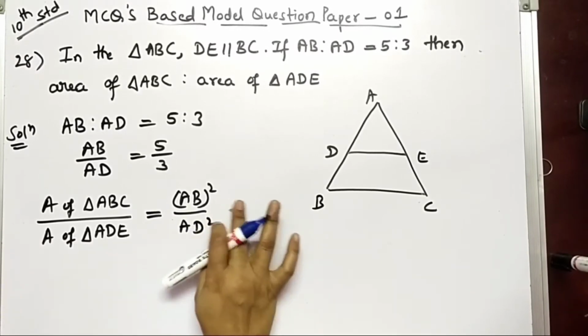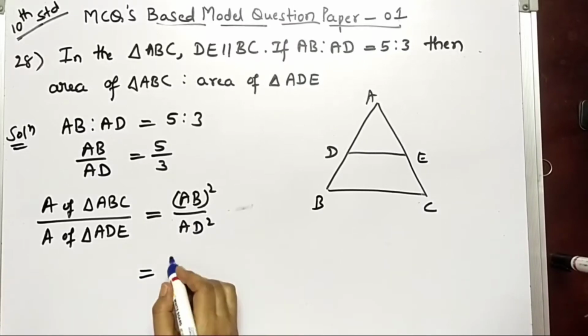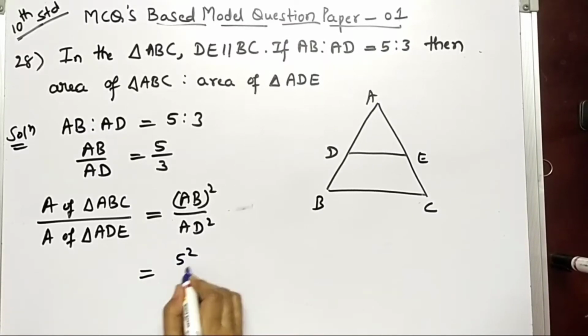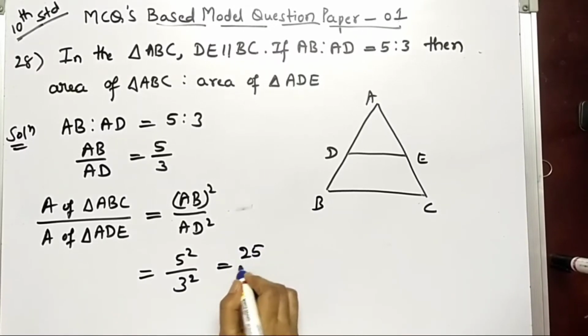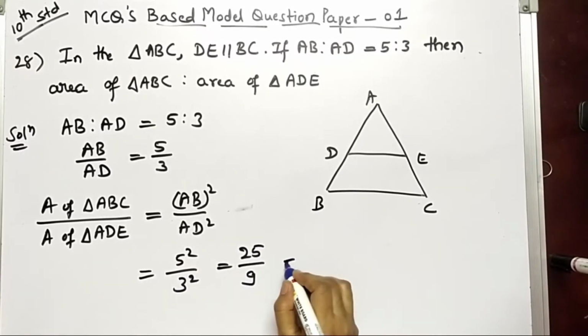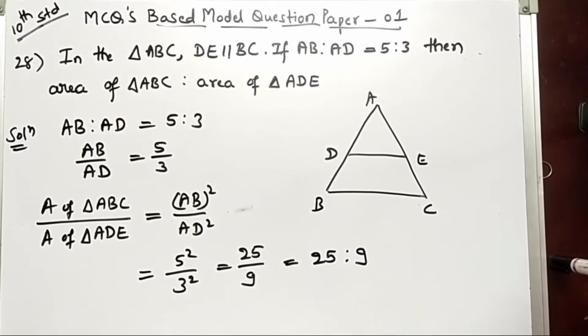Yes, according to the theorem it is AB square by AD square. AB is 5 square and AD is 3 square, that is 25 by 9. So the answer is 25 is to 9. So option D.